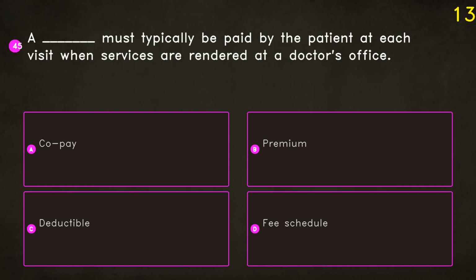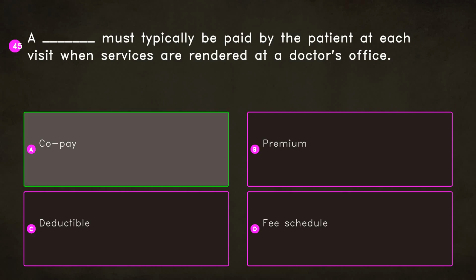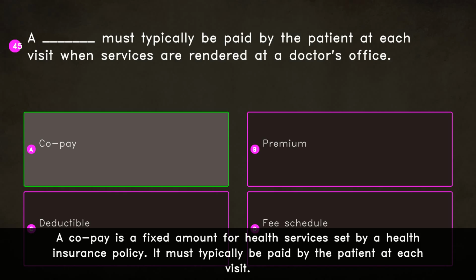Question 45. A blank must typically be paid by the patient at each visit when services are rendered at a doctor's office. A. Copay. B. A premium. C. Deductible. D. A fee schedule. The correct answer is copay. A copay is a fixed amount for health services set by a health insurance policy. It must typically be paid by the patient at each visit.